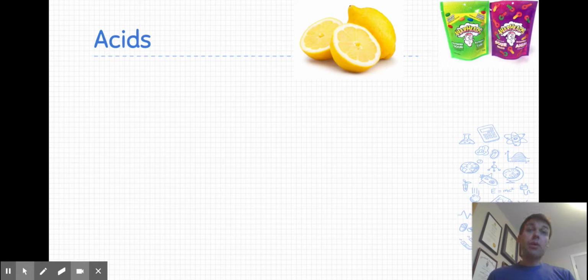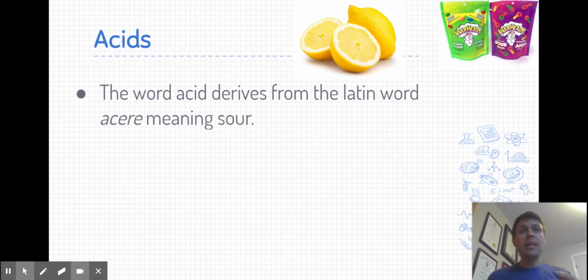Acids have been known about for many, many years, centuries, because acids are often found in common substances, specifically food products. That's where the word acid comes from. It comes from the Latin word meaning sour. So think of lemons, Sour Patch Kids, those sort of foods which have that sour taste. That sour taste comes from an acidic substance.